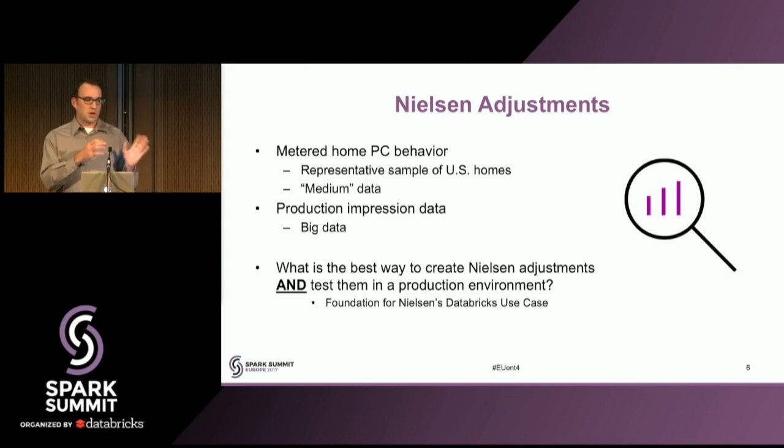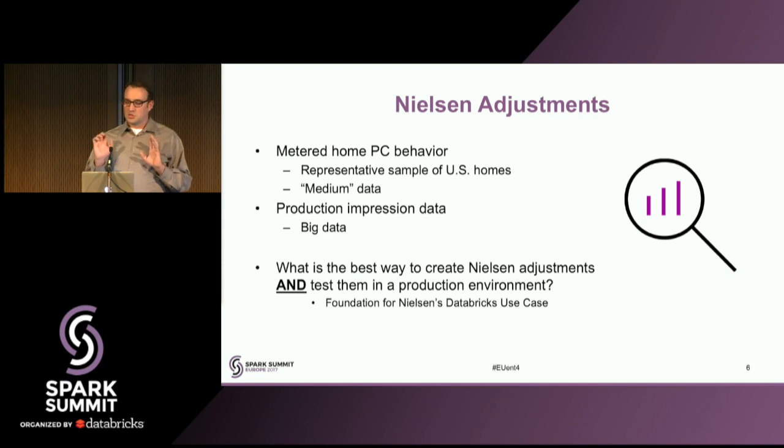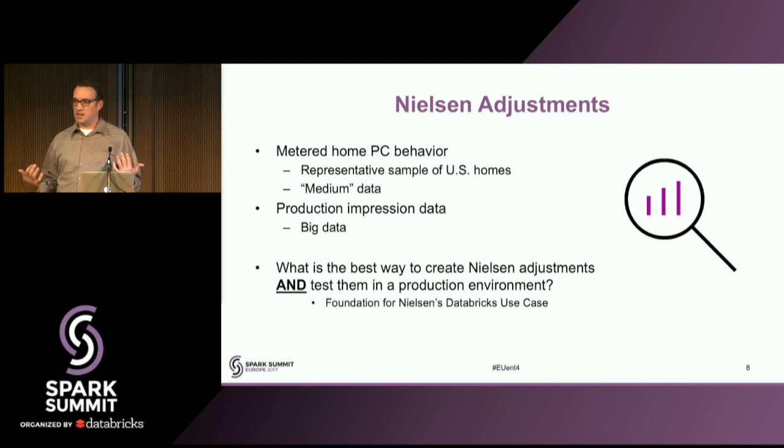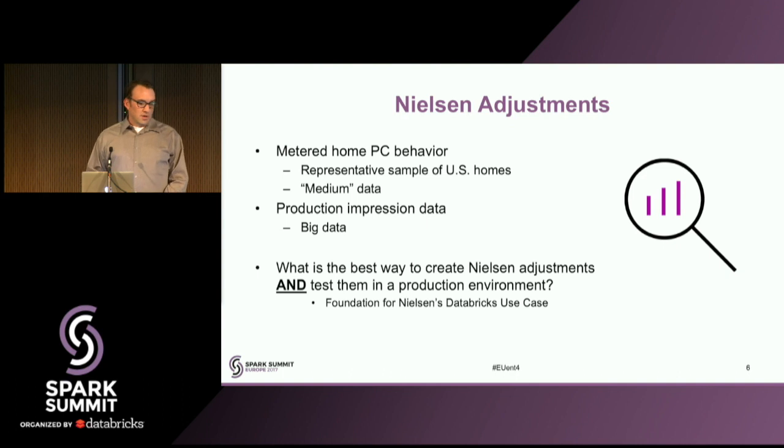And then that production impression data, those impressions that have third-party data provider information attached to them, that's really our big data source. So if I'm talking about production data, that's our big data that needs adjustment. This led us to the question: what's the best way to create Nielsen adjustments and then test them in a production environment? We have this medium data from our panel. It's pretty straightforward to manage and test, but then we get to our production data, and that's a whole different animal. So this really forms the foundation for our Nielsen Databricks and Spark use case.